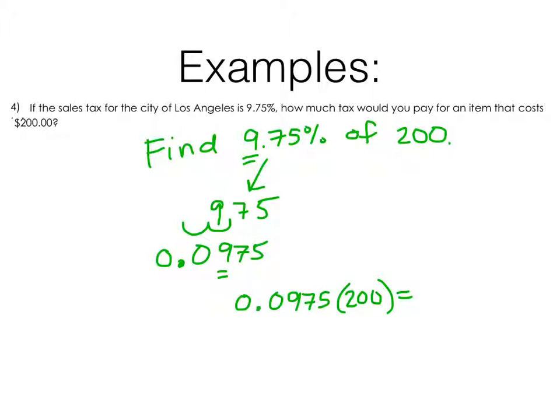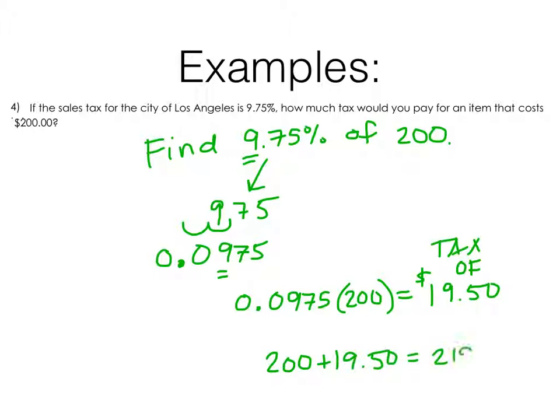0.0975 times 200 is $19.50. So the sales tax would be $19.50. What would be the total amount you actually have to pay for your $200 item, though? Well, it would be the item plus the $19.50, which is $219.50.